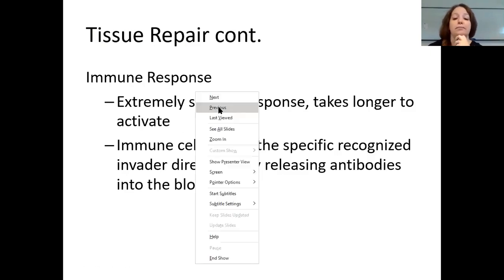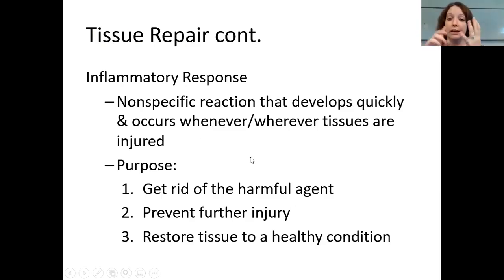So let me go back. Heat, redness, pain, and swelling. Heat and redness come from the increased vascular permeability. So not only do the blood vessels expand in your site of injury, let's say I've hurt this knuckle here, but they also become leaky, what's the technical term, so that cells can move out of the blood vessels into the surrounding tissues.